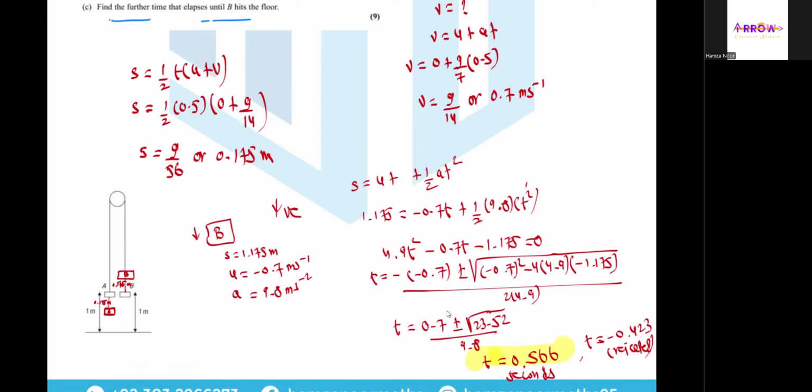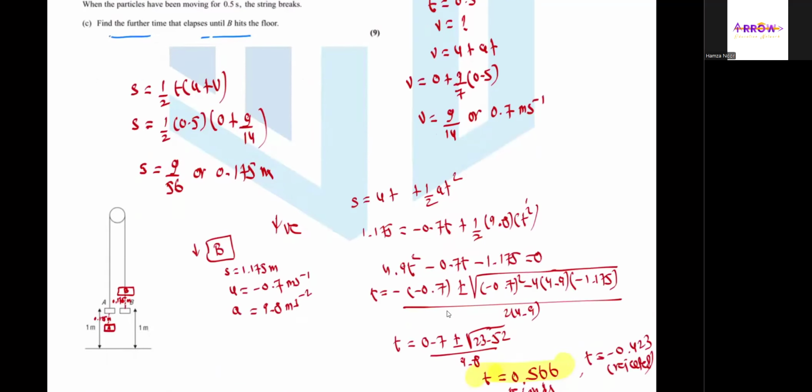By the way, I have taken the downward direction to be positive. So s is equal to ut plus half at squared. In place of displacement, we have 1.175 meters. And u is obviously minus 0.7. t is unknown. So we are able to produce a quadratic equation in terms of t. And then I've used the quadratic formula. Obviously, the positive value of t will be considered, and the other value will be rejected since time cannot be negative. So t is equal to 0.566 seconds, correct to three significant figures, is your answer.